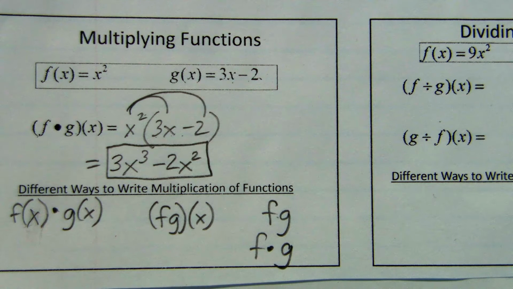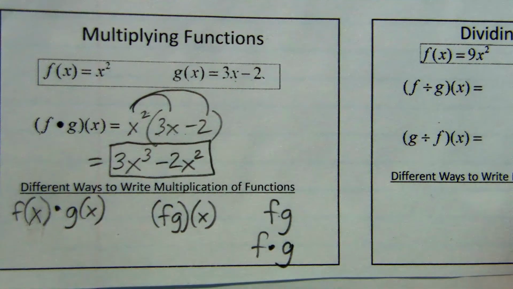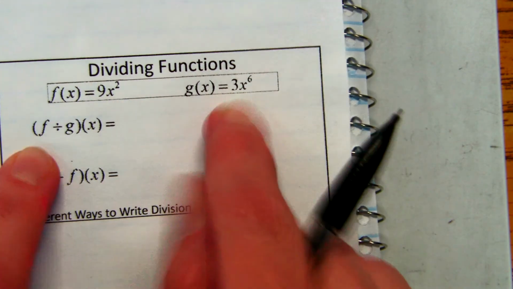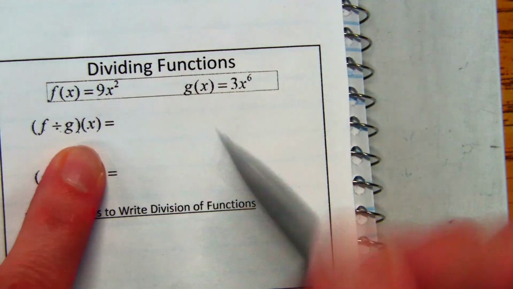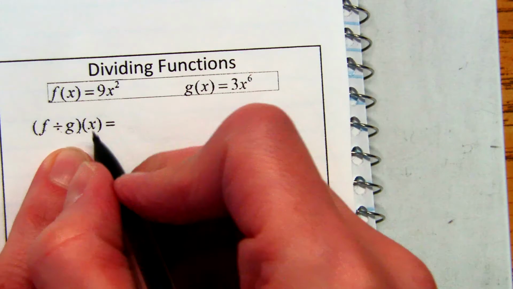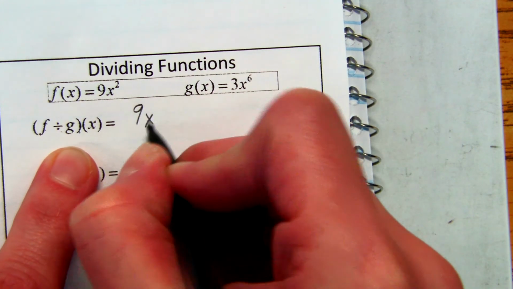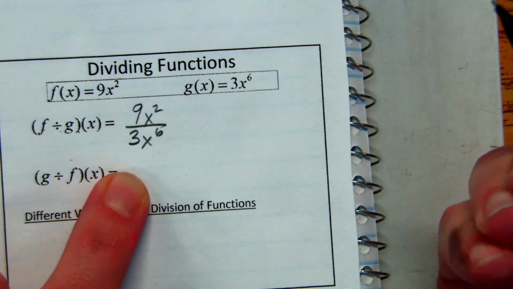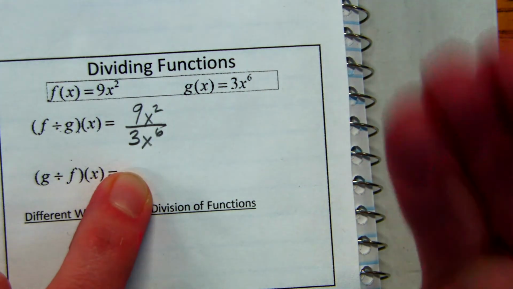Okay, so we're going to briefly talk about division, and then we're going to do a bunch of examples of different things. Okay? So, here's a function f and a function g. It says f divided by g. You're going to like this a little bit. Yeah. So, we're going to use fractions. 9x squared over 3x to the 6th. Sometimes you just make the fraction. Sometimes we have to reduce the fraction.